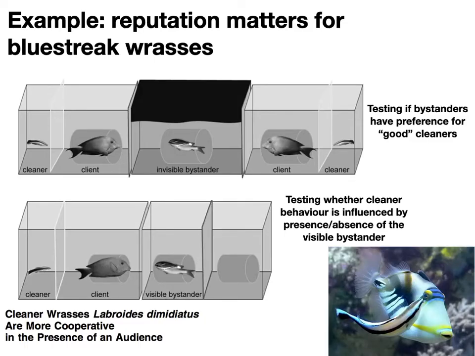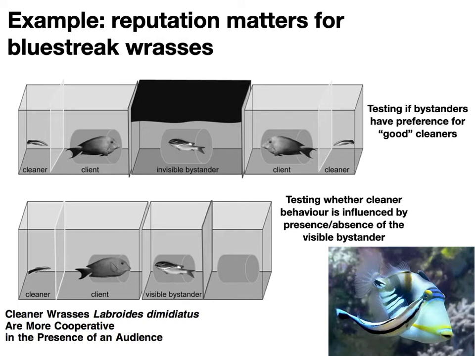And in this really neat experiment, the researchers created a bunch of situations in the lab where they could manipulate who was watching this interaction. They could manipulate what the fish were able to see by using one-way mirrors and things like that in these tanks. And so the question was, would the behavior of these mutualists differ depending on whether a bystander was watching? And so these are a couple of the conditions that they had in their experiment.